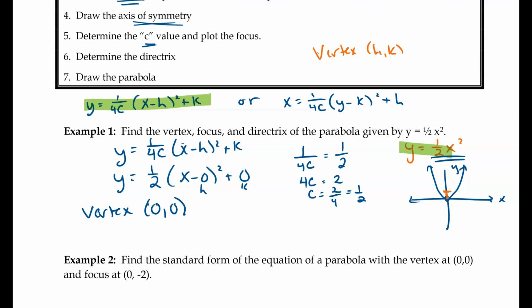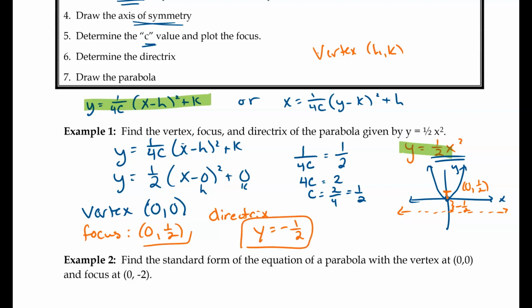Notice the x value doesn't change, and that becomes 0 plus 1/2. So my focus, and remember this is adding c, is going to be 0, positive 1/2. Now, how do I find my directrix? Well, my directrix is in the opposite direction, so that's a negative 1/2, and in this case the directrix is a horizontal line, so it's y equals. We went down a negative 1/2, so my directrix is the line y equals negative 1/2.